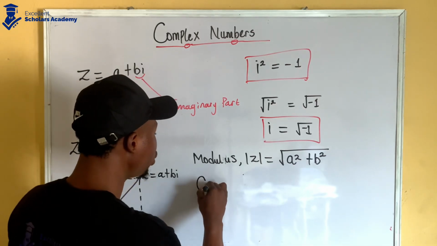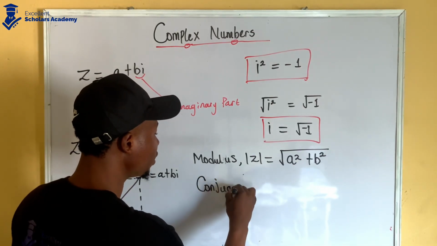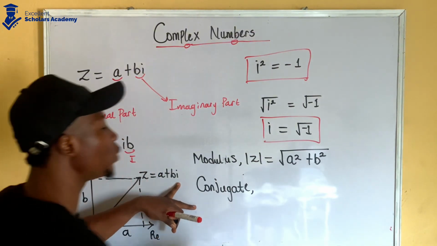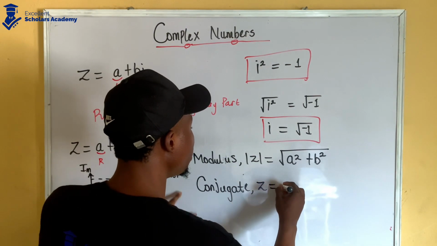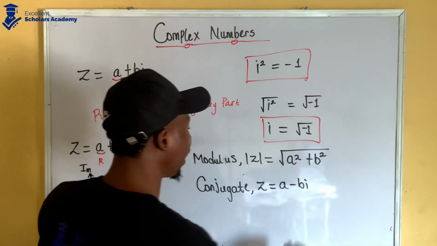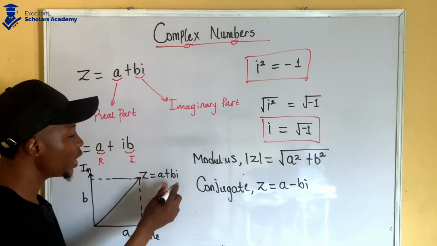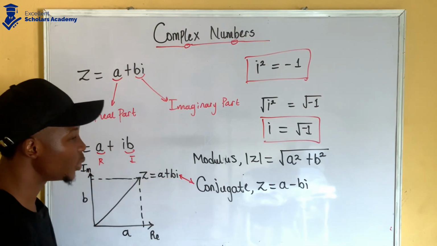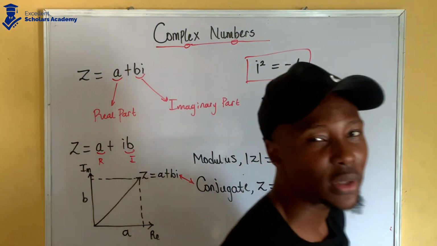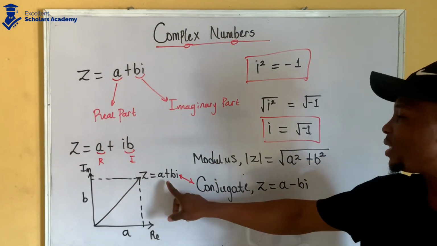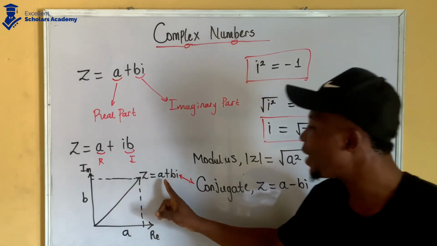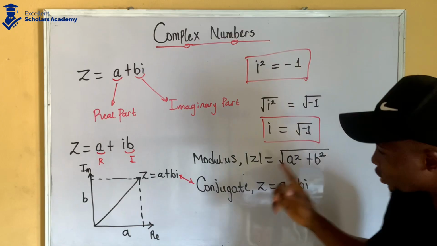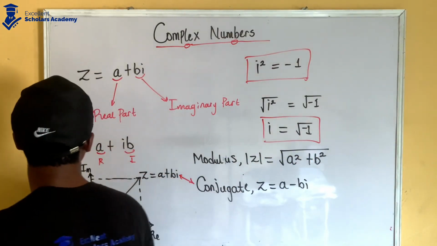Also, we'll talk about the conjugate. The conjugate of Z is equal to A plus BI will be A minus BI. All you have to do is change the sign in between them. So if you have A plus BI, just change the sign in between to minus. If it was minus, you change it to plus. So that's the conjugate.